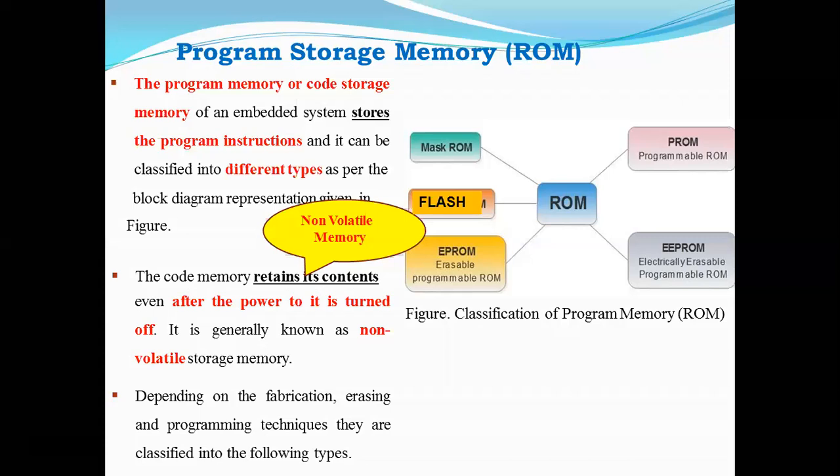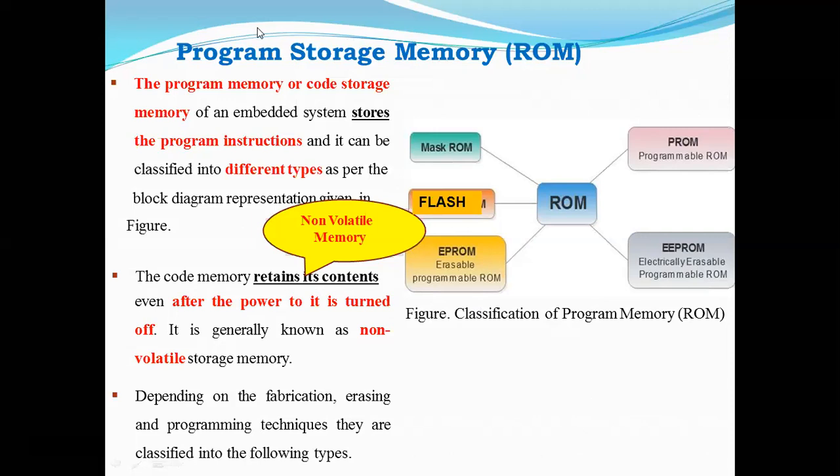Depending on that, there are different types of ROM. You can see on the right hand side there are different classifications: mask ROM, flash, EEPROM. I told you that ROM is permanent, but there are some ROMs which are designed so that you can erase them and use them for other applications also. You have PROM, that is programmable ROM, and EEPROM, that is electrically erasable programmable ROM. So these are the different types of ROM that are used in the embedded system.